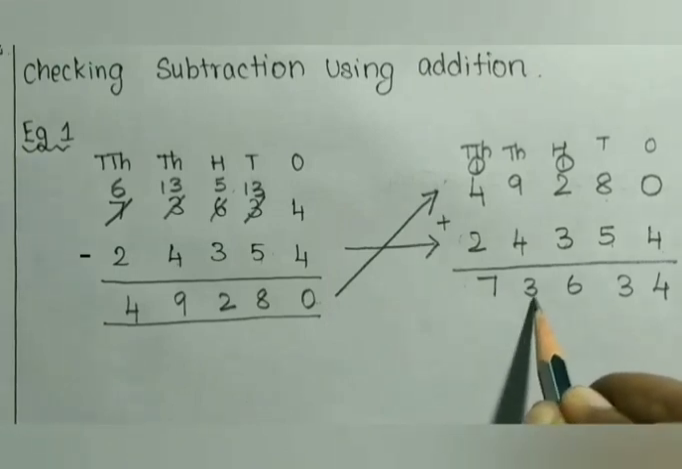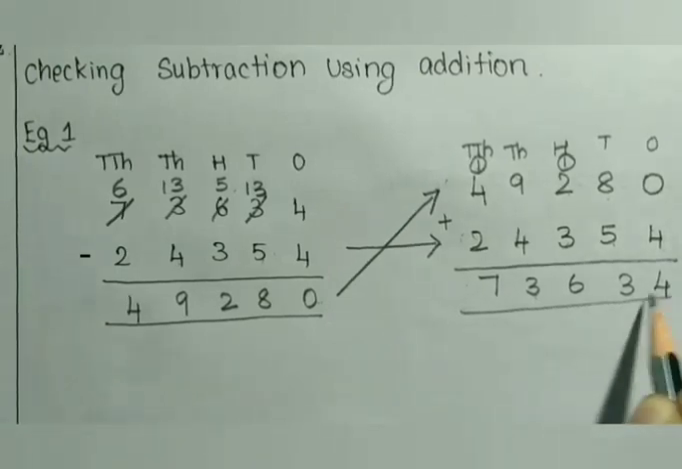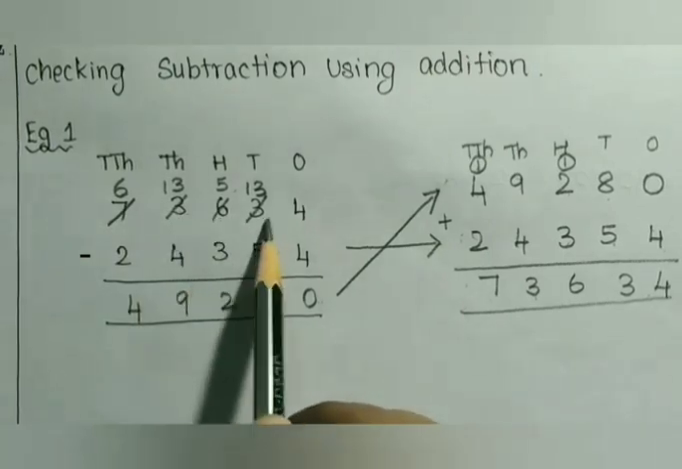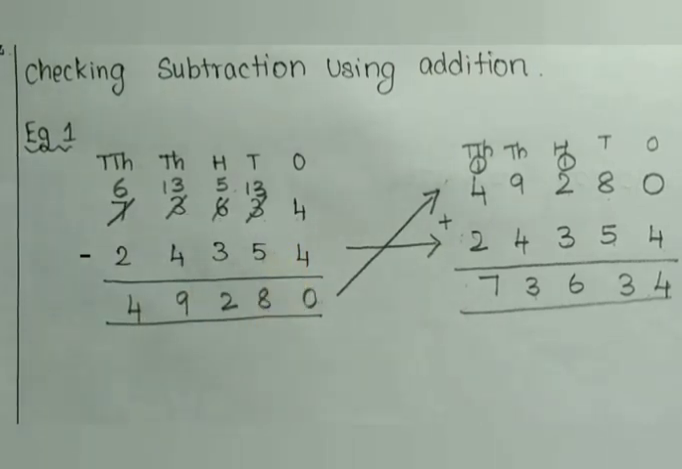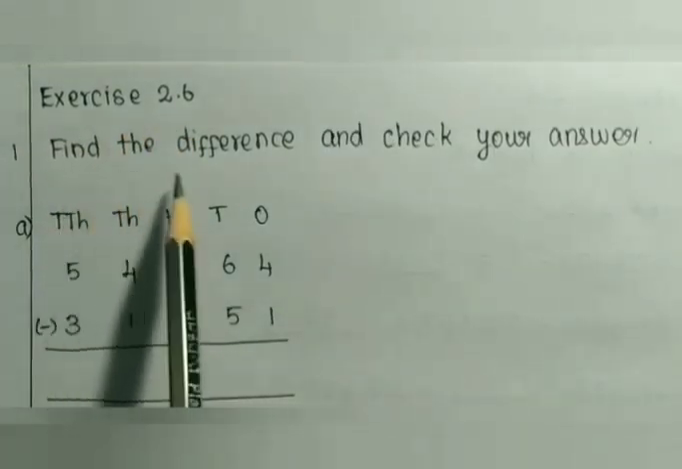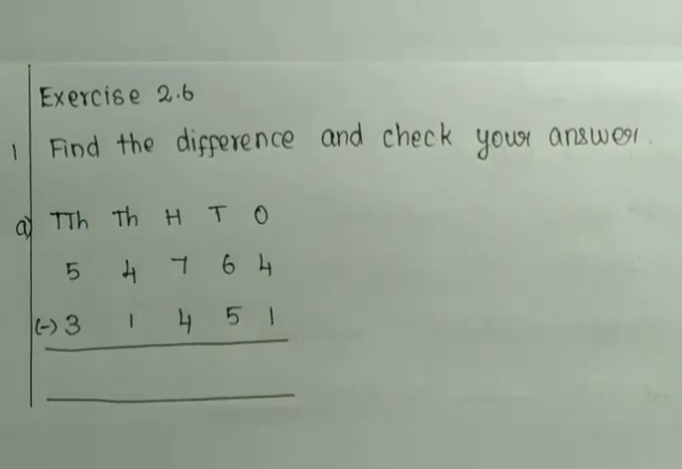So 73,634. So see here, 73,634. So we have checked the subtraction. Exercise 2.6. Find the difference and check your answer.